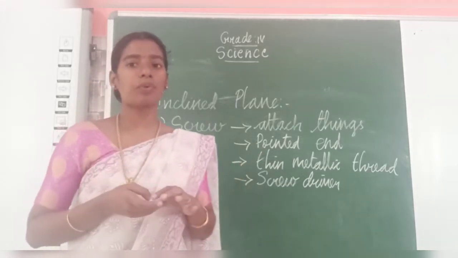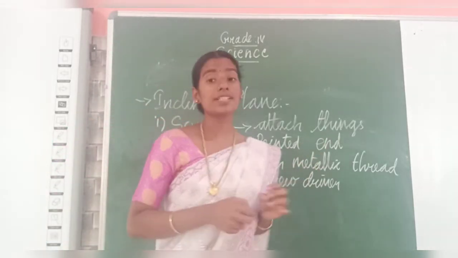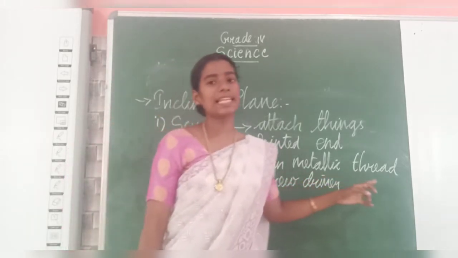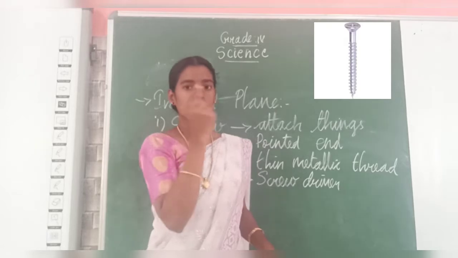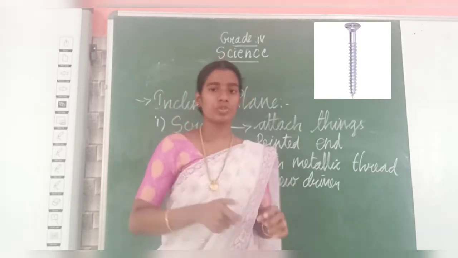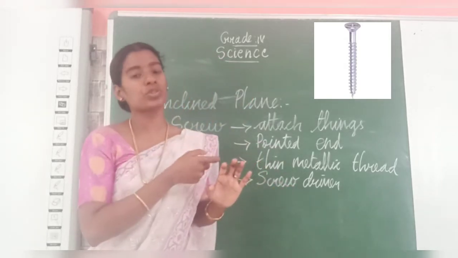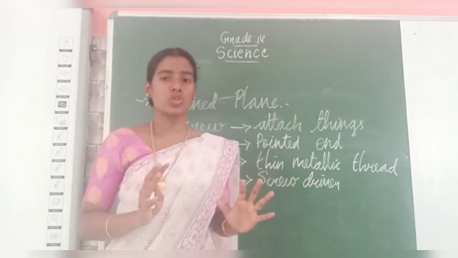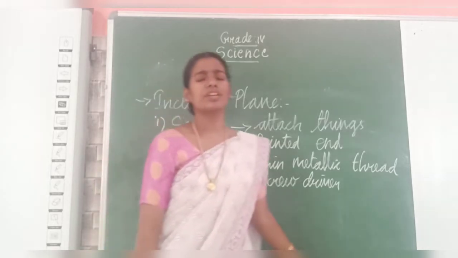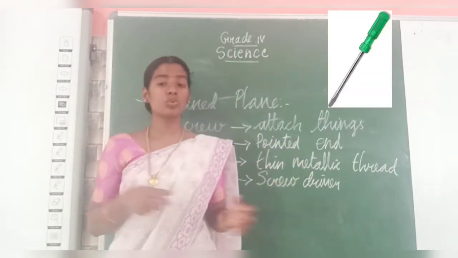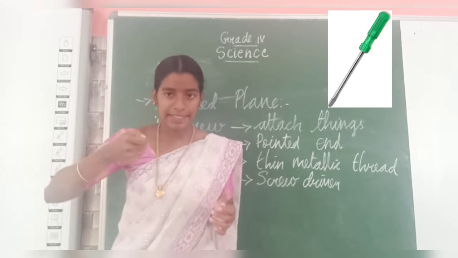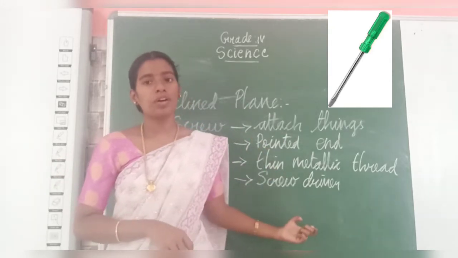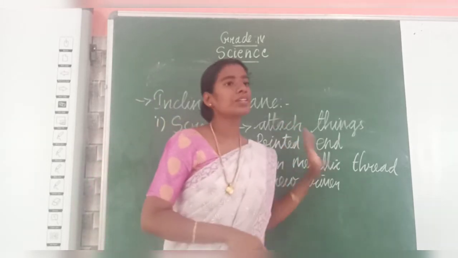When you see the screw, how does it look? Pointed ends. The end will be pointed. Then thin metallic thread. It will be like a round thread. It is useful to get attached to the things which we want to join. Then the instrument or the machine used to attach the screw with the object is called screwdriver.